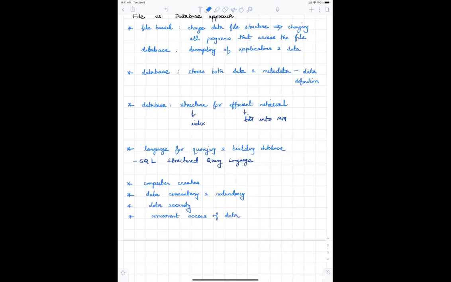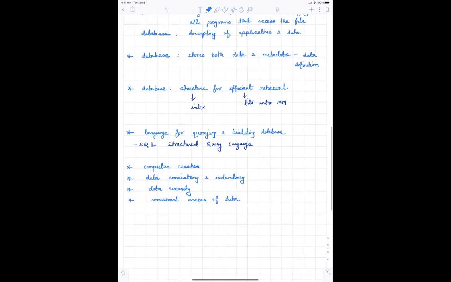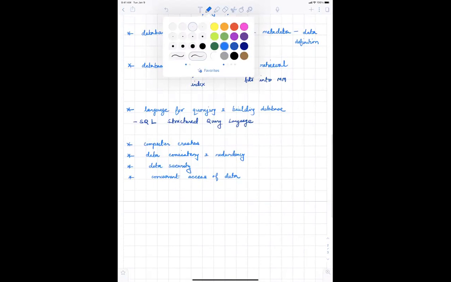So all of that will be handled by the database. The main thing about a database, I would say, is that it allows applications to be independent of the data. So I would say that would be the main thing.